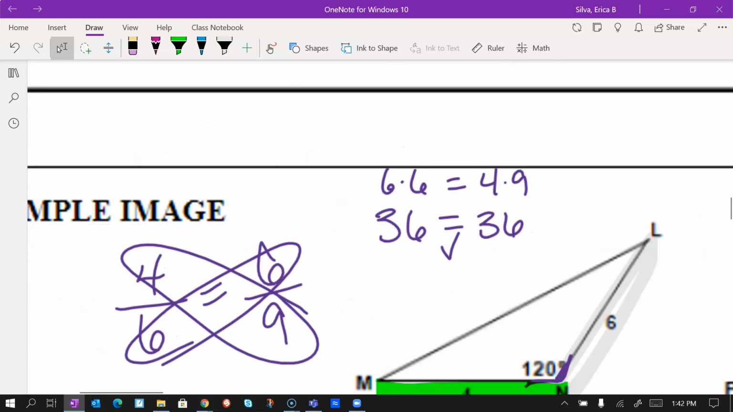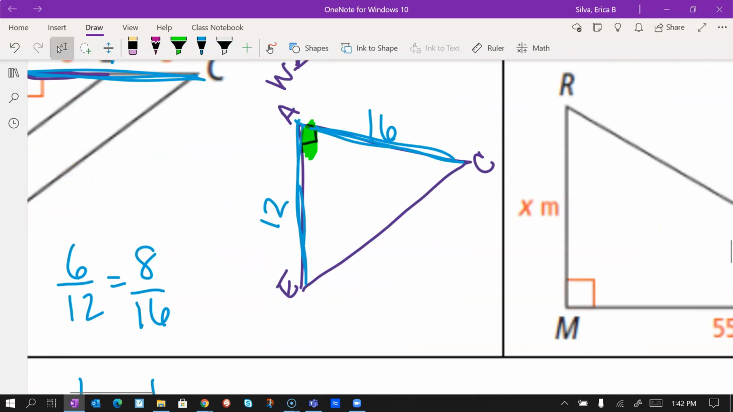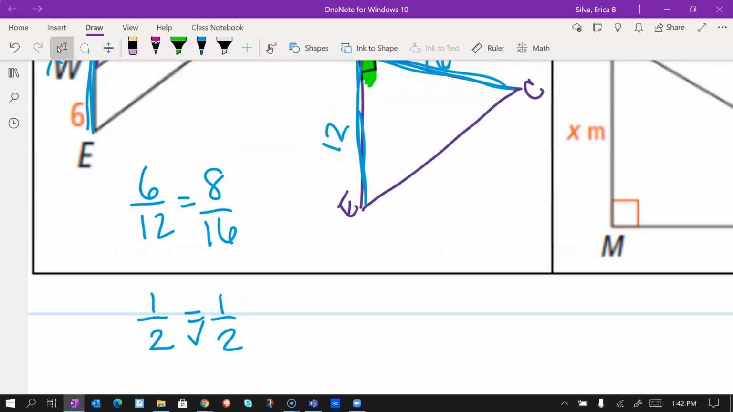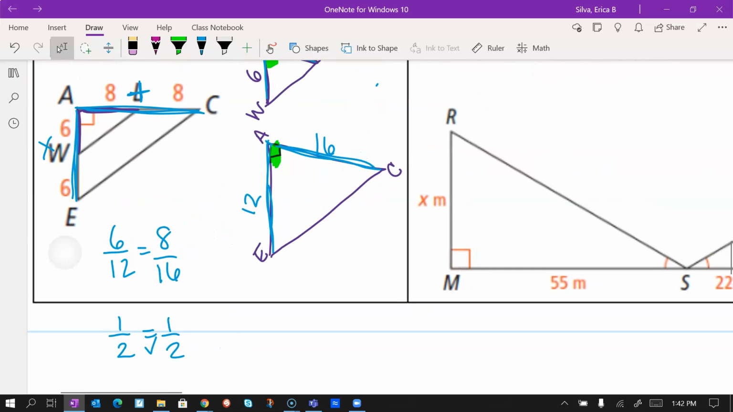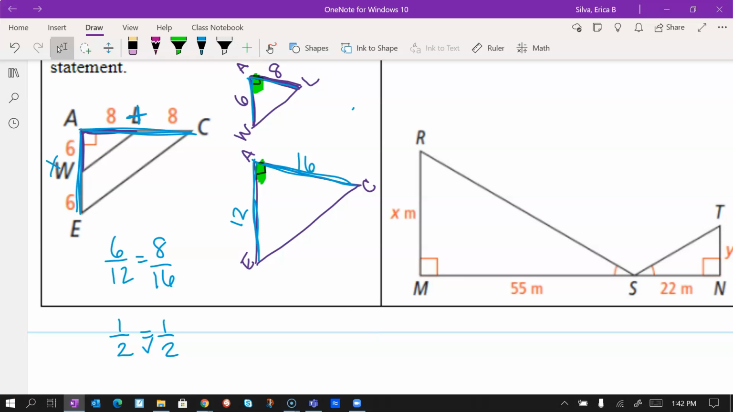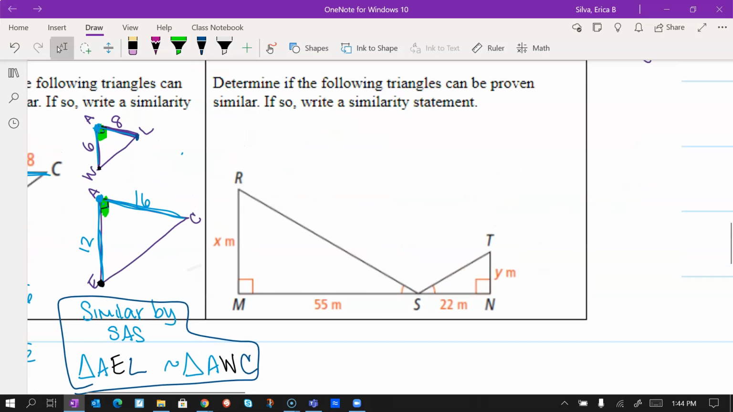Could you have done the butterfly or the cross multiplication? Yes, you could have. But we're just going to practice each different way to determine if they're equal. And this one we just simplified. All right, so because they are similar, we're going to write the similarity statement. I'm going to write down similar by side angle side. So these 2 triangles are similar by side angle side. Question?